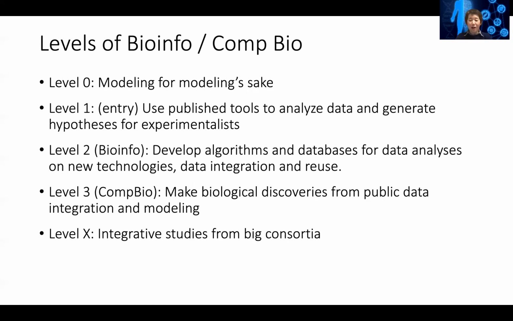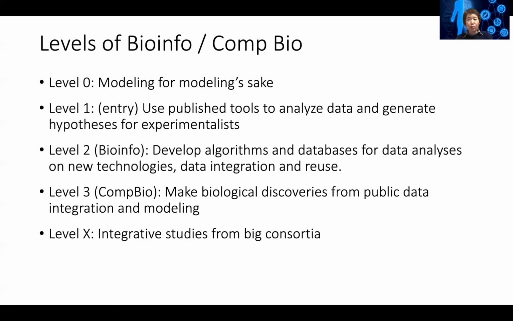Initially, when you are learning, use that and try to use existing tools. Maybe you will write a small script here and there, convert the data into the right format before you can run some published tools, and just help QC the data, make sure everything is working, and generate some hypotheses. And so this is the entry level. You just use published tools to help some experimental collaborator. In this course, this is where we're going to start.